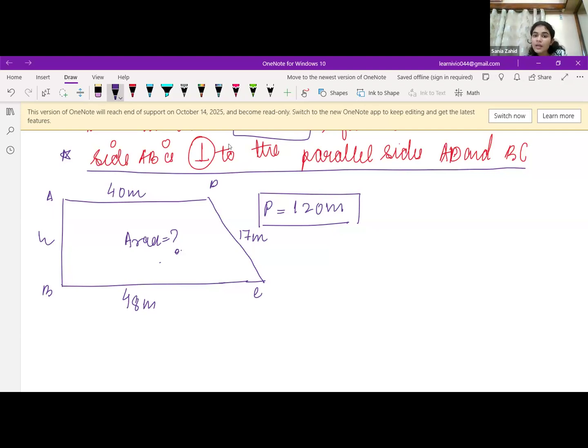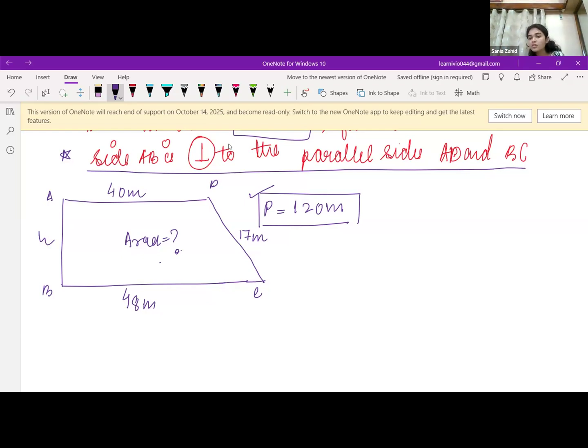Children, perimeter is given. Can you not find the side AB? Think. How do you calculate the perimeter? Ma'am, what's the formula for perimeter? Sum of all the sides. Yeah, very good, Duha. Perimeter is the sum of all sides, right?